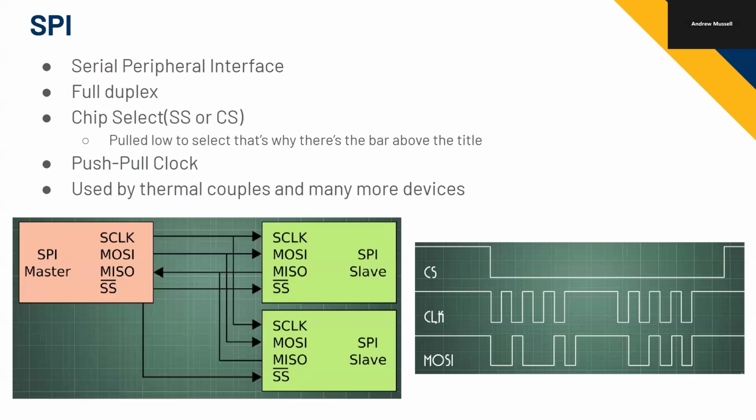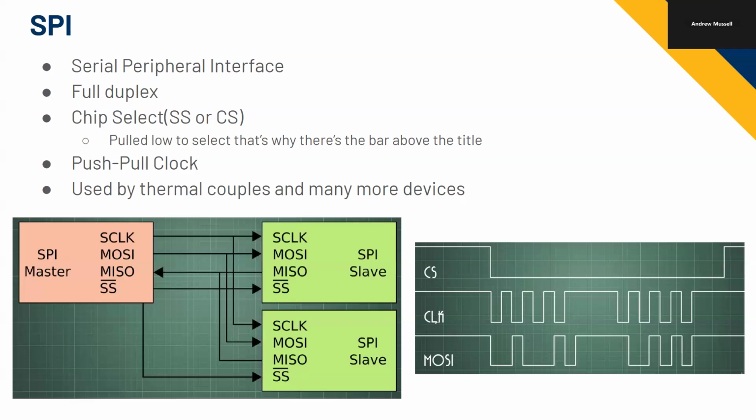And there's an example of communication you can see over there. We pull chip select low, we start our clock, and then MOSI starts sending data to the peripheral. And you don't need to let chip select go back up. You can wait and then send some more data. Or in this case, we're sending more data because MOSI is active.